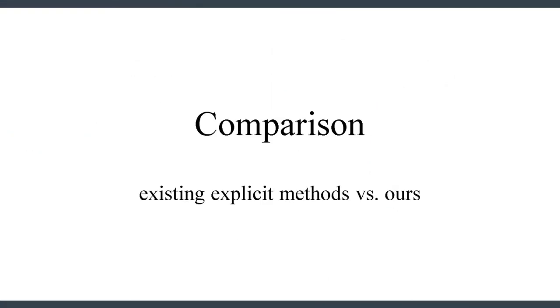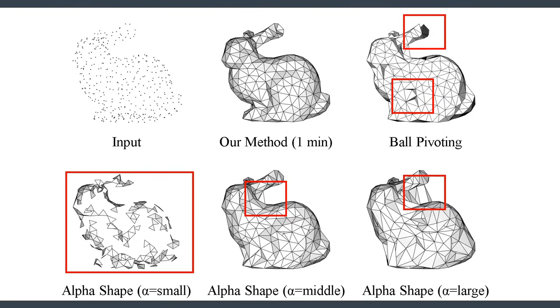In addition, we compare the result of the existing method with our method. With a traditional method, such as the ball pivoting method, extracting the triangle model involves a complicated parameter tuning process based on trial and error. That is, this method is not suitable for interactive use.